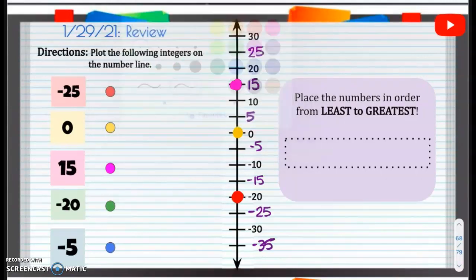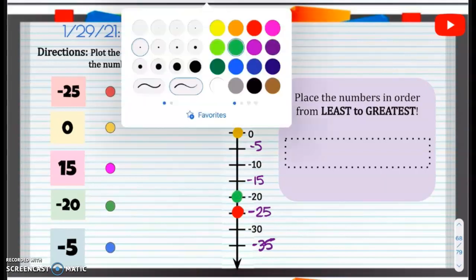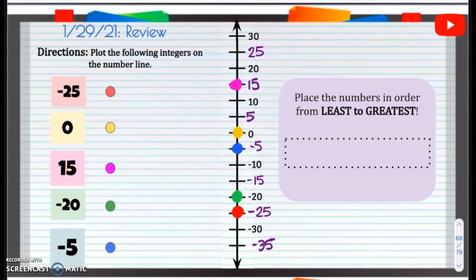Negative 20, we're going to go, why did I put negative 25 or negative 20 where negative 25 is? My bad. I'm actually going to cut that one, move it there. That is negative 25. That was my fault. This one is negative 20. So this is negative 20, that green one. And then negative 5 is going to be that blue one. So there's that negative 5.